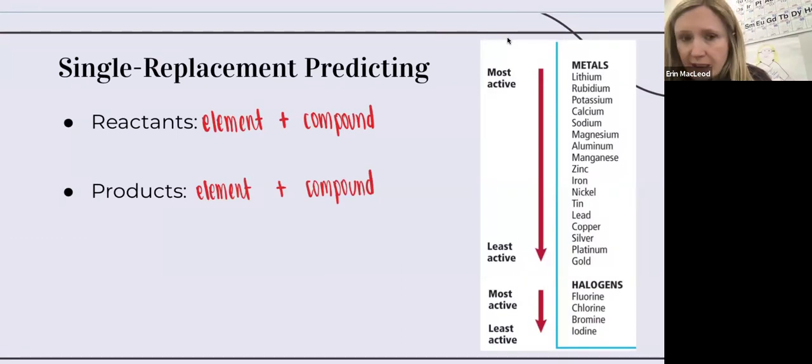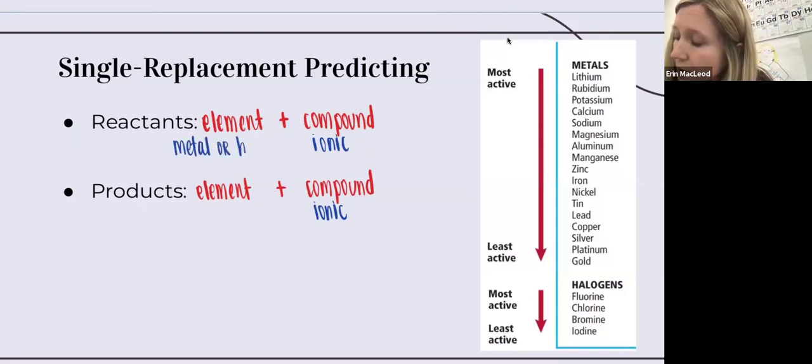Okay. Again, we're going to keep this fairly limited and simple. Our compounds are going to be ionic. So that means when we get to the product side, you're going to have to cross your charges in order to write the correct chemical formula. And for your elements, they will either be a metal or a halogen.